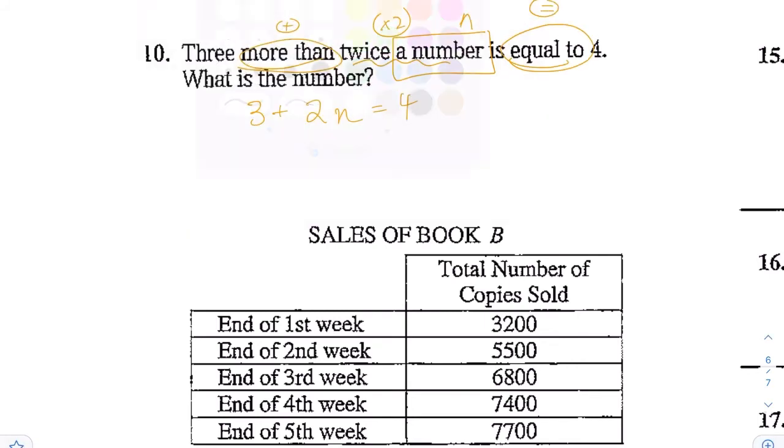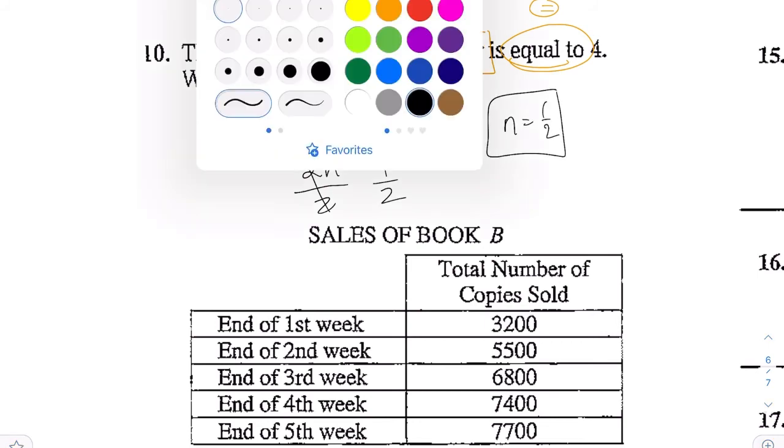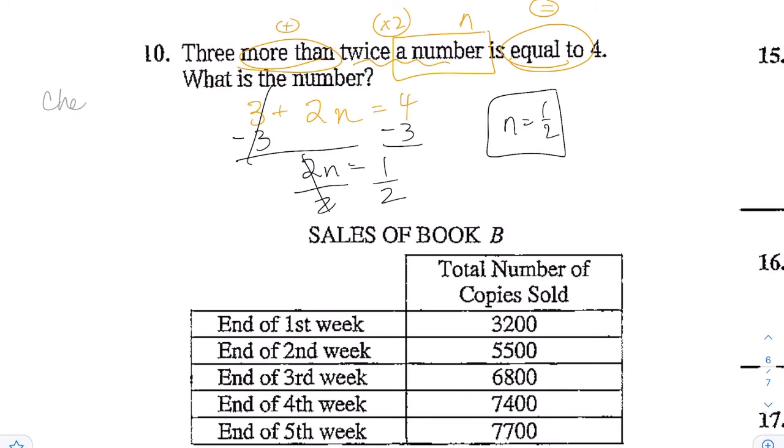So you can solve by subtracting 3 from both sides. You've got to use inverse operations. You get 2n is equal to 1. Then if you divide by 2, you get that n is equal to 1/2. Now you can always check your work here. If n is equal to 1/2, first you double the number: 2 times n is 1. Then you add it to 3, and you get 4, which means that everything checks out.